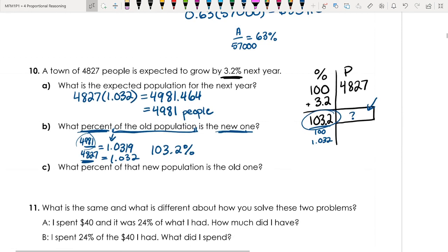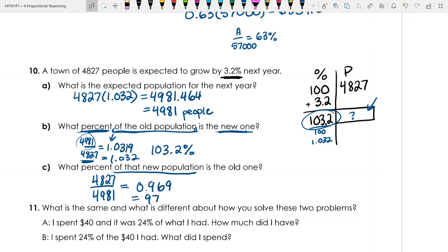Then for C, what percent of the new population is the old one? So this is the reverse question here. So it says of the new population, so that means that the new population is our base, which is 4,981. And the old population is our amount, so that's 4,827. And when we do that calculation, 4,827 divided by 4,981, in order to find the rate, we get 0.969, which is equal to about 97%.